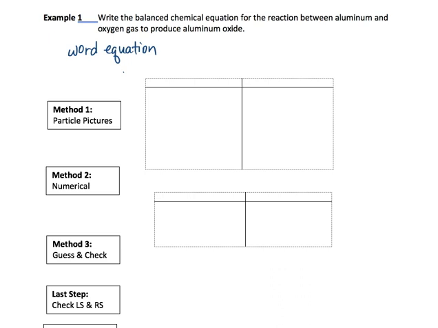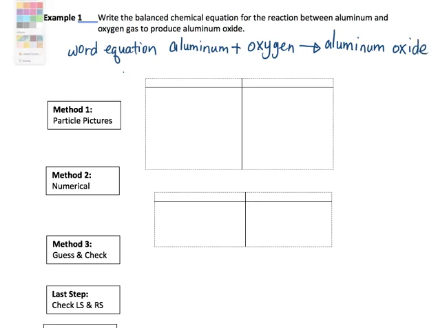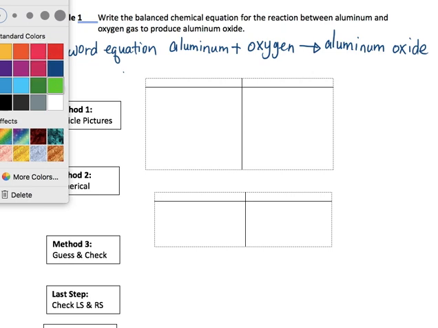So we have aluminum. We separate the reactants with a plus: oxygen. Then we put an arrow in to show where the products are. Then we get aluminum oxide. The next step will be to write the skeleton equation.